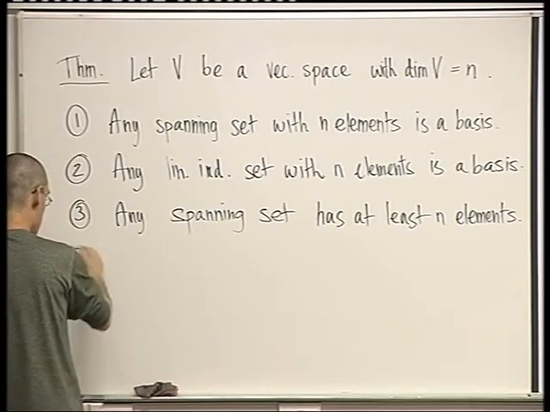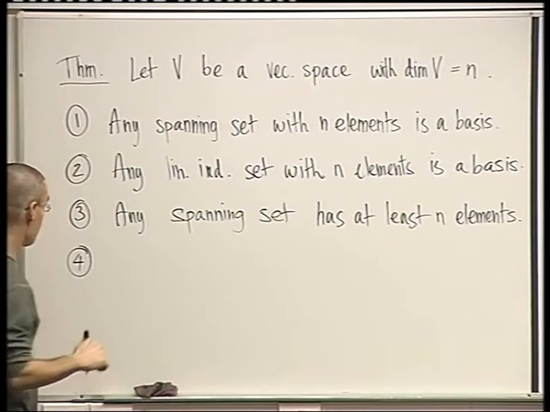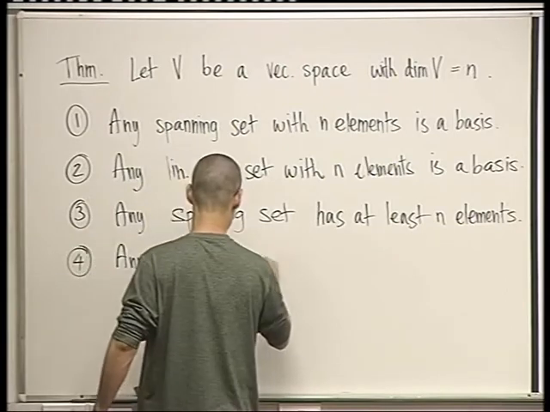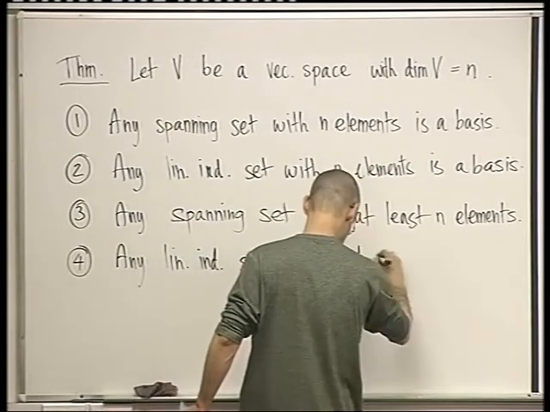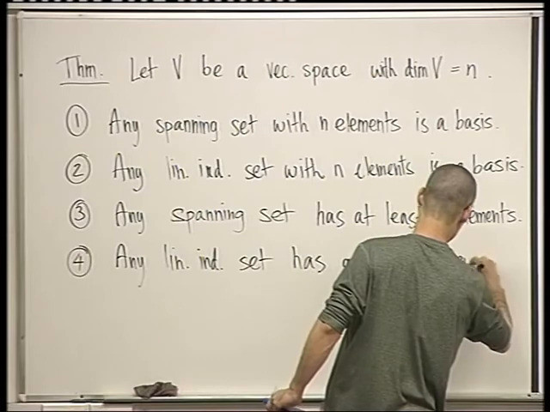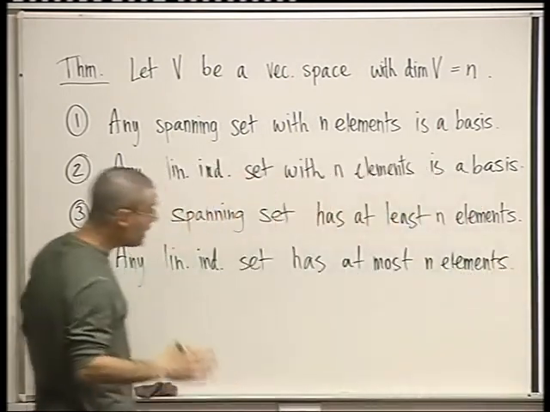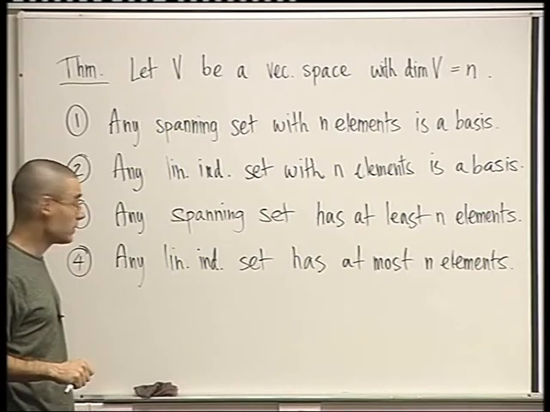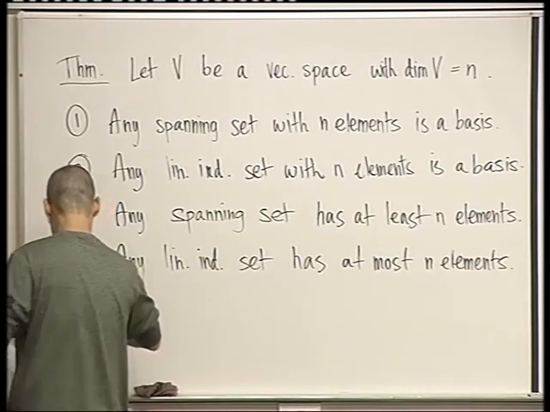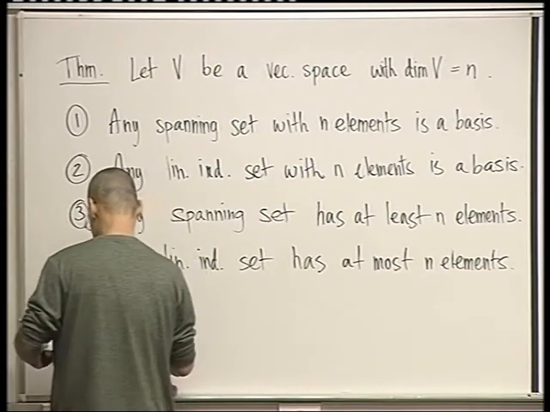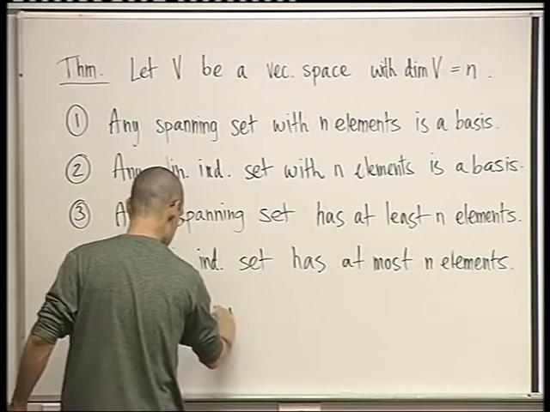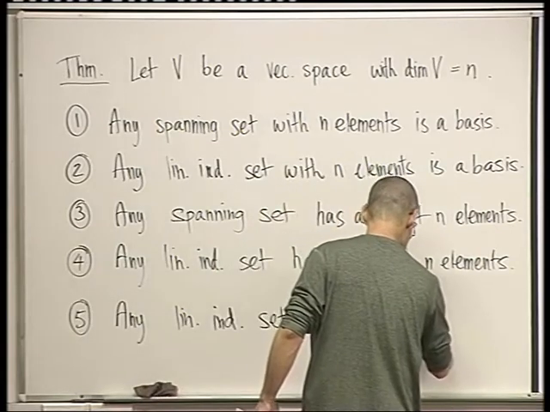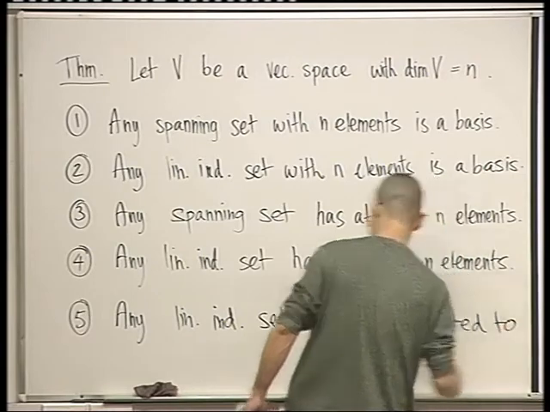Okay, and again, the complementary statement to 3, 4: any linearly independent set has at most n elements. So if V is 7-dimensional, there's no way you can find 8 vectors which are linearly independent. And finally, 5: any linearly independent set can be completed to form a basis.